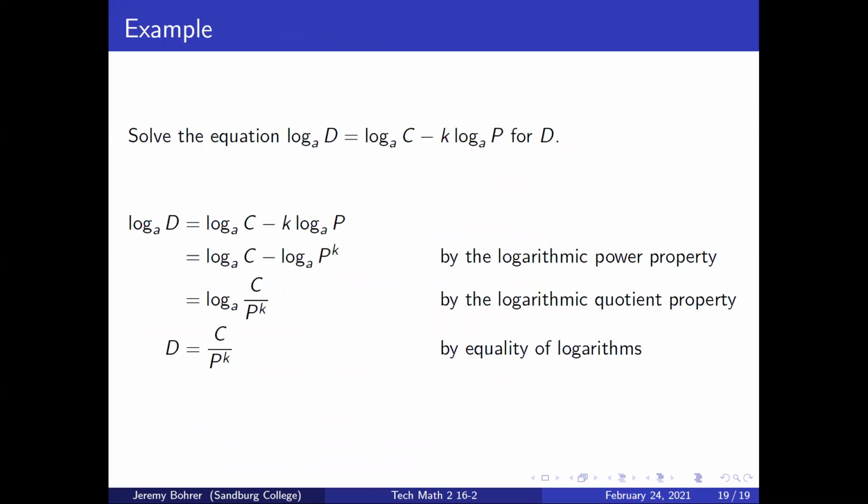Solve the equation log base a of d equals log base a of c minus k times log base a of p for d. So log base a of d equals log base a of c minus k times log base a of p, which means log base a of c minus log base a of p to the k by the logarithmic power property, which is equal to log base a of c over p to the k by the logarithmic quotient property, which means that d is equal to c over p to the k by equality of logarithms.